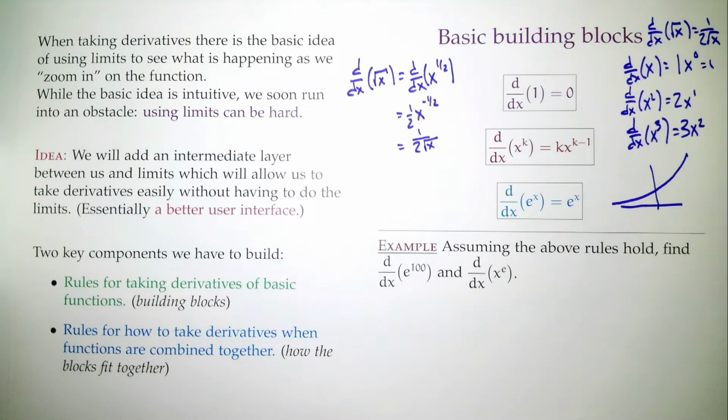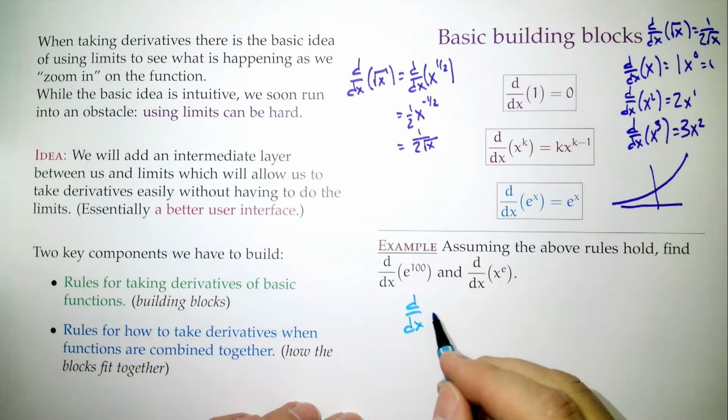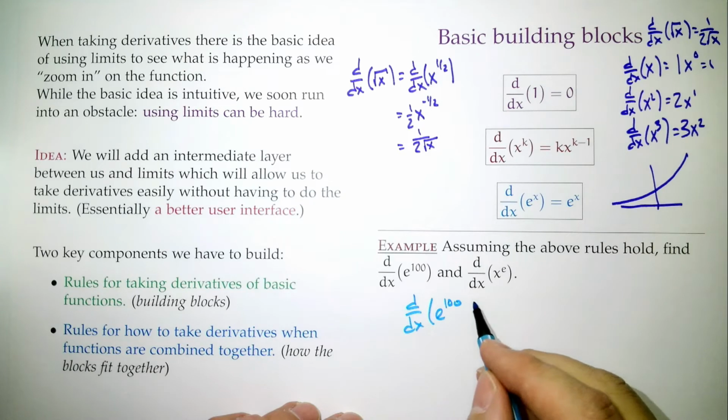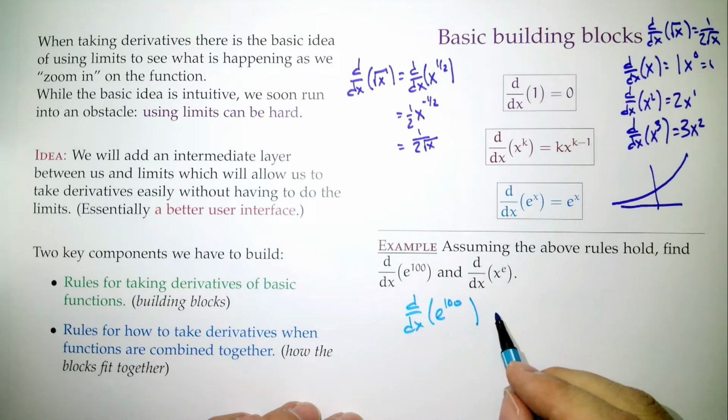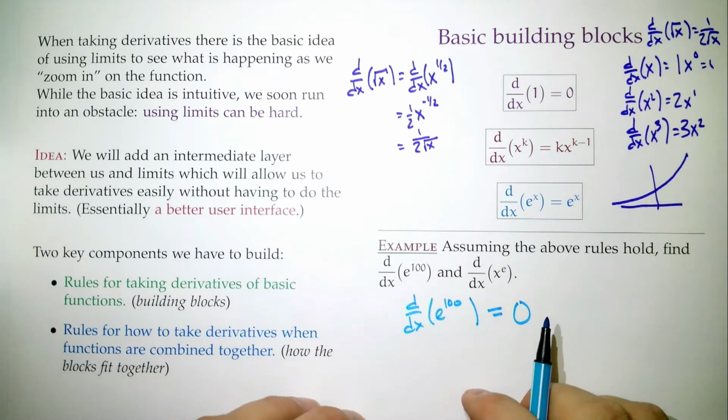All right, so now we have these rules. So let's just make sure we paid attention. Okay, so what's the derivative of e to the 100? Well, somebody said 0. That's actually the right answer.